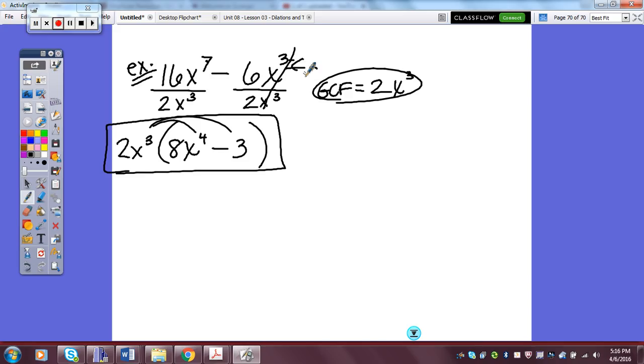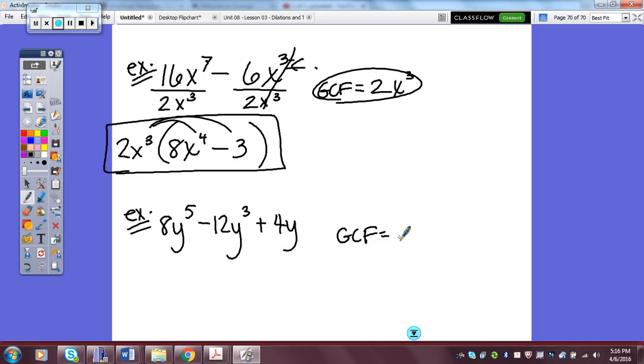Let's look at another one. 8y to the 5th power minus 12y to the 3rd power plus 4y. I now have 3 terms. So I'm going to find the GCF of all 3 pieces. 8, 12, and 4 all have what in common? 4. Y to the 5th, y to the 3rd, and y all have a y in common. So I found my GCF. What do I do next? I divide everything by 4y.